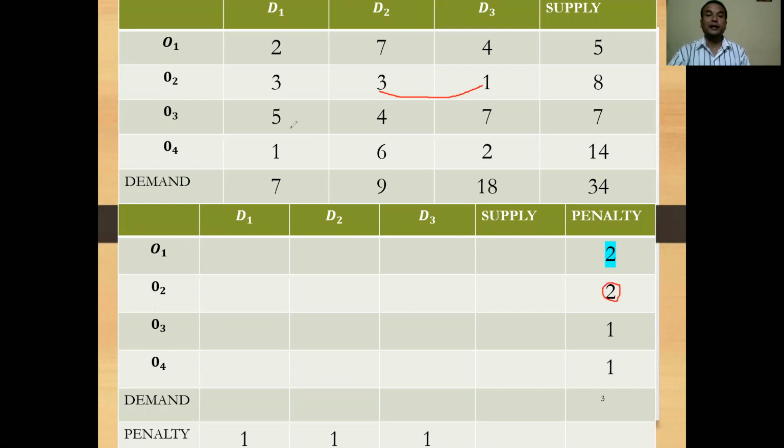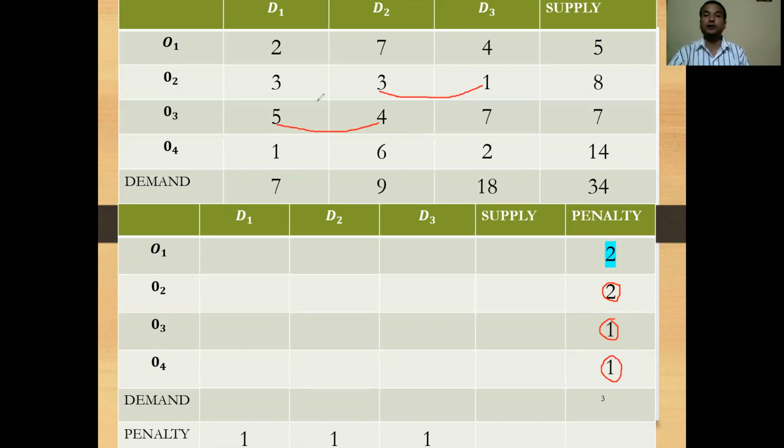Then next, what is the minimum value in O3? The O3 minimum value is 4, the second minimum value is 5. These are the two minimum values, and the difference between 5 and 4 is 1. Then next, origin 4, the difference between 1 and 2, because 1 and 2 are the minimum values. The difference between 1 and 2 is again 1. So we have got these values.